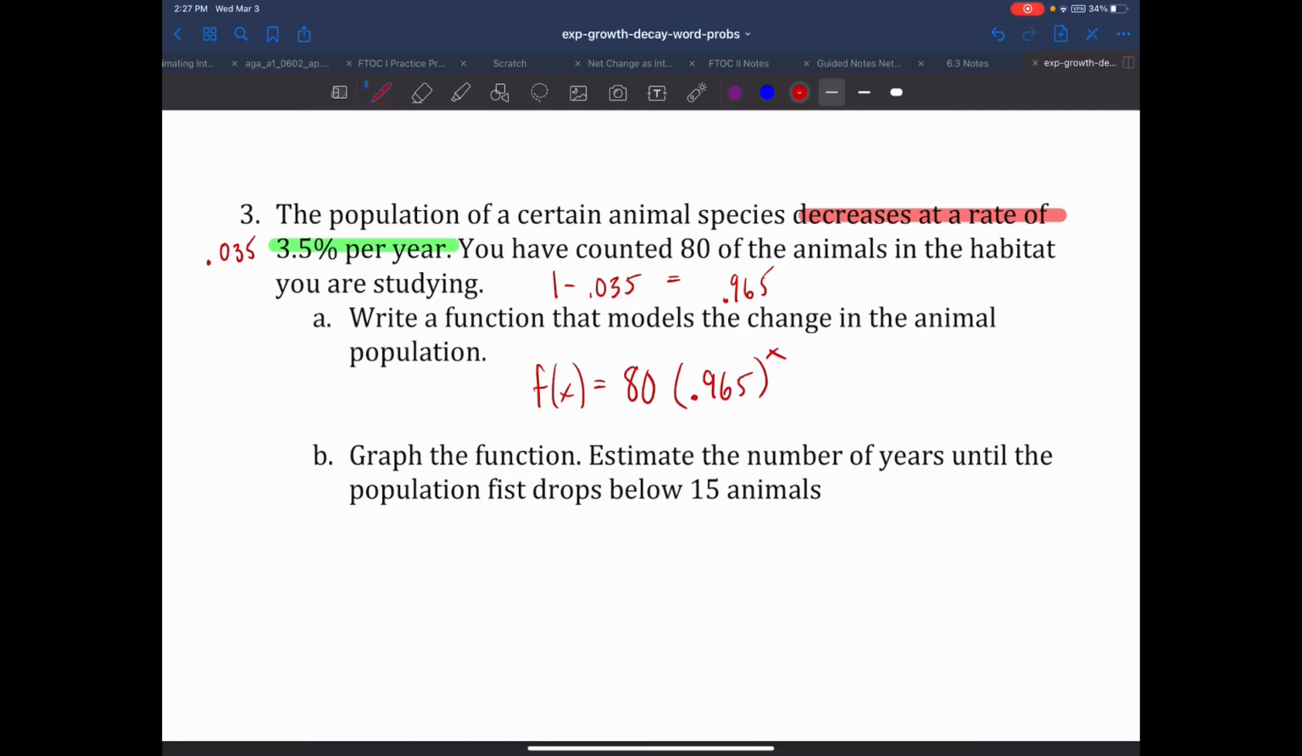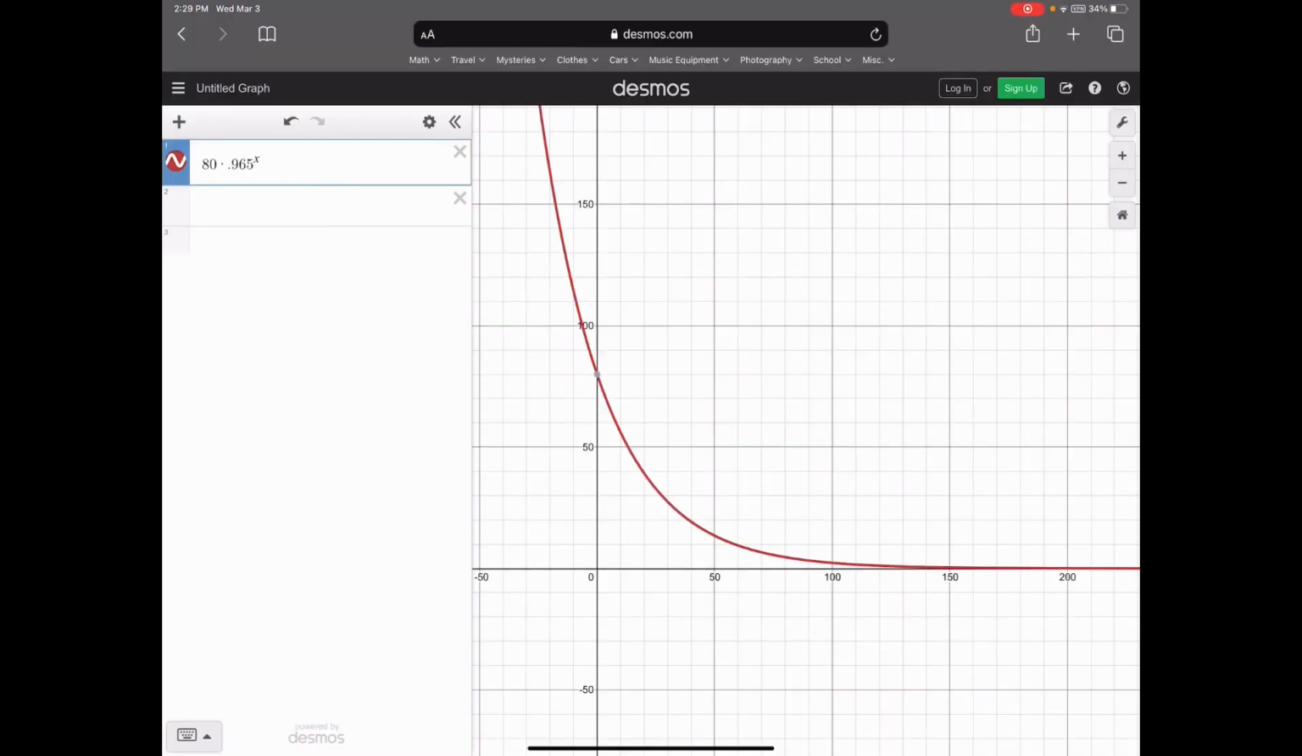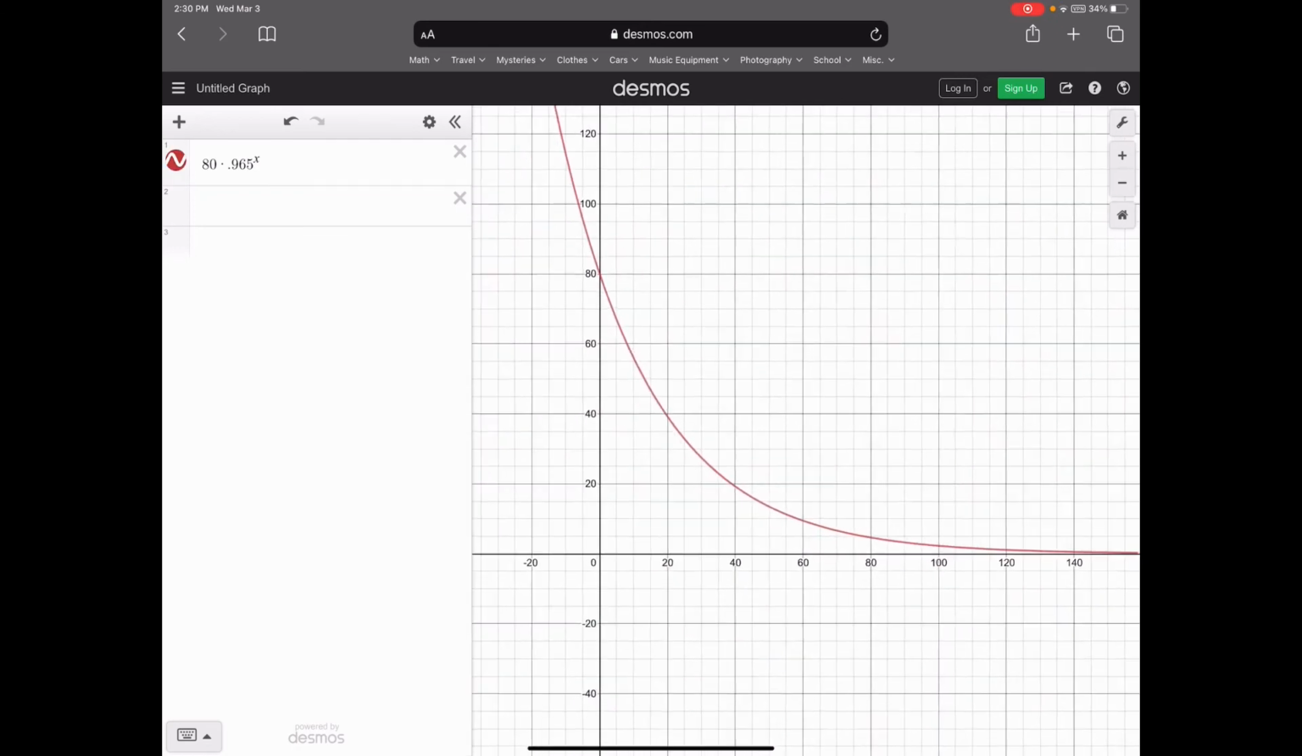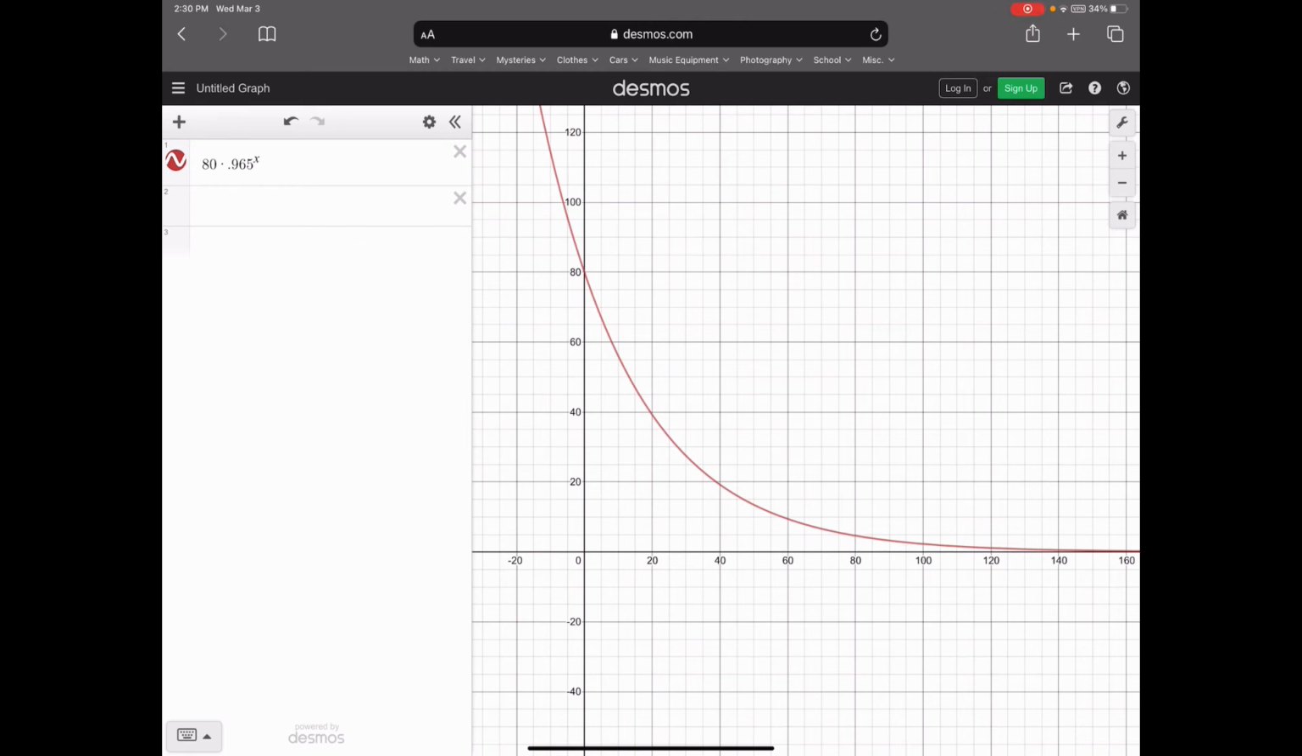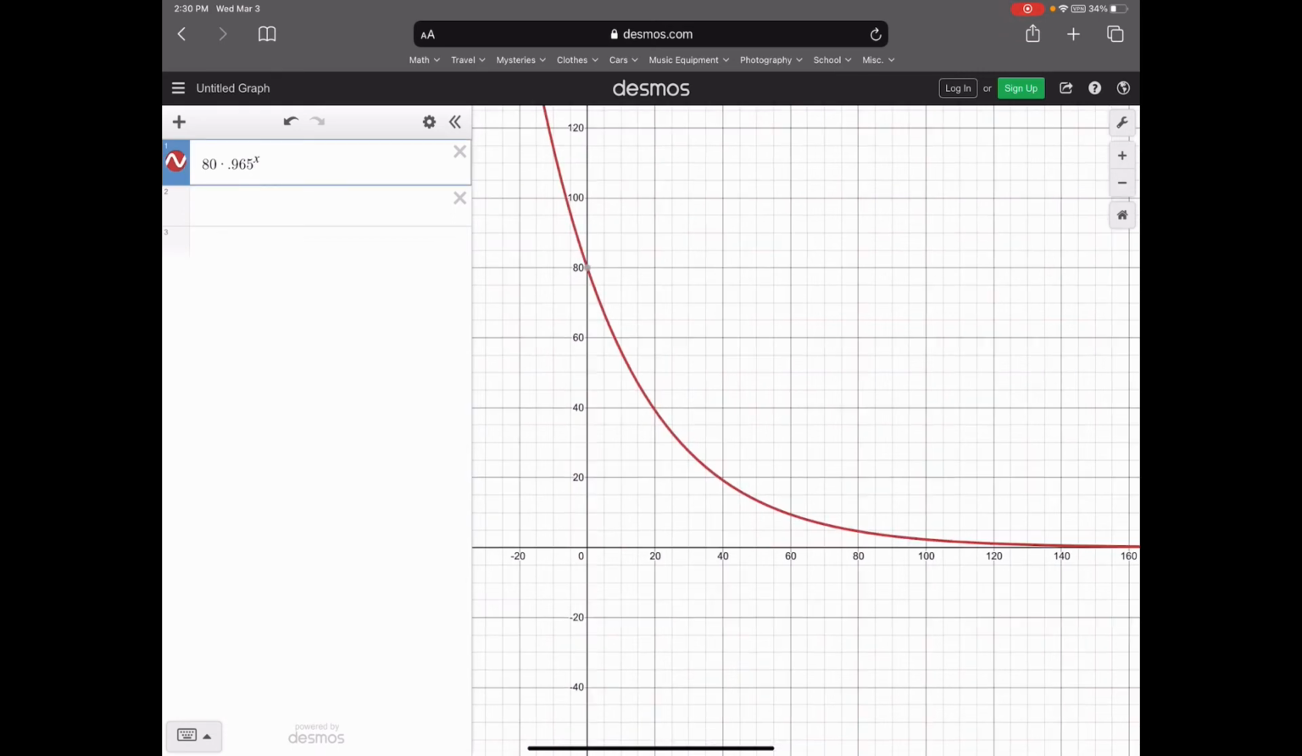Okay, so this next part says graph the function, estimate the number of years until the population first drops below 15 animals. So I'm going to move to Desmos and take a look at that. All right, so I've graphed the function 80 times 0.965 raised to the x, and here it is. And we're just looking for when the y value is first below 15. So the question was estimate the number of years until the population first drops below 15 animals. And so it starts at 80, and if we just trace this number down, we can see when the y value is 15 or less.